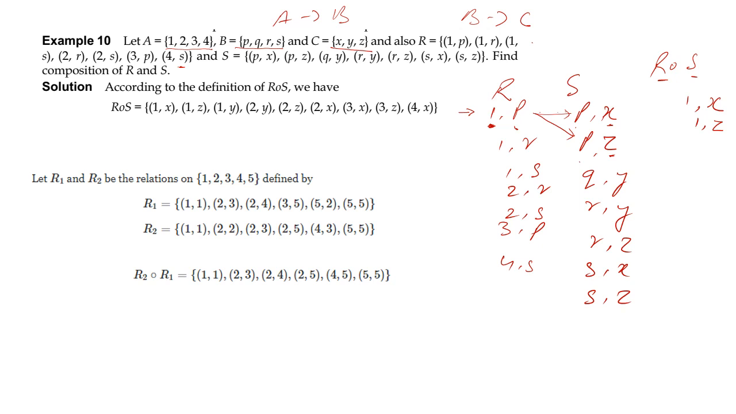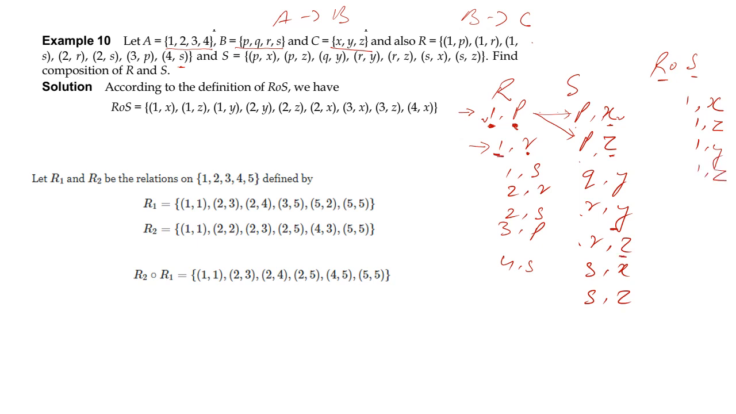So I'll take the first element and I will check whether the second element of this pair is being used as the first element in the other relation. If it is, I will take the first element from the first relation and the second element from the second relation and I'll get the composition pairs. Similarly, let's take this pair 1R. If I take 1R, then what I will do, I will check R, is it being used as the first element? Yes, it is. I can see RY and RZ. So I'll take 1 from here, Y from here. So I'll get 1 comma Y. I'll take 1 from here, Z from here.